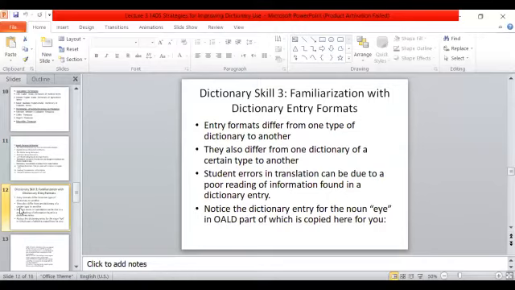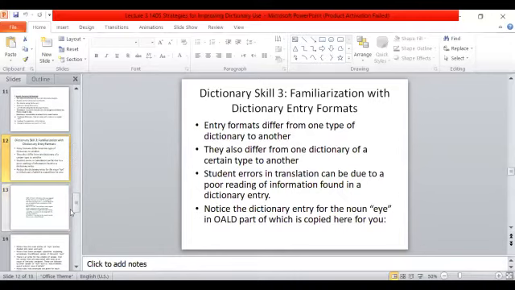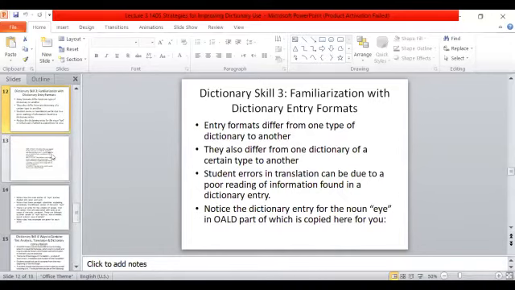Dictionary skill 3 is familiarization with dictionary entry formats. Entry formats differ from one type of dictionary to another. They also differ from one dictionary of a certain type to another. So dictionary entry formats may be different from one dictionary to another. For example, students, one dictionary may give the phonetic transcription of the word in square brackets, followed by the word class, whether it's a noun or a verb or an adjective or an adverb. This is not done in all dictionaries.